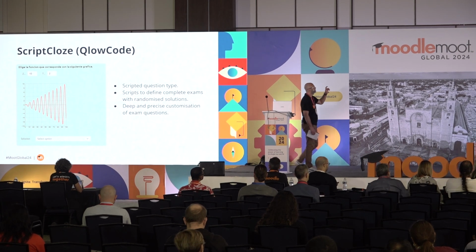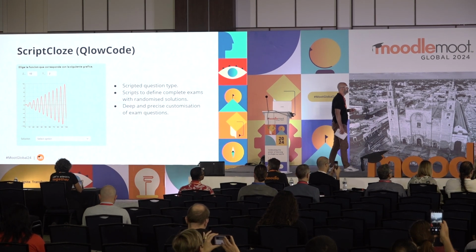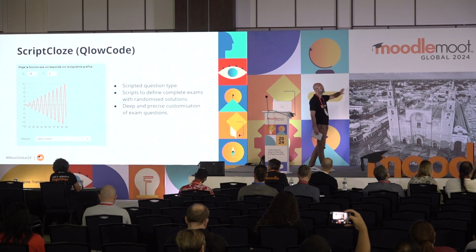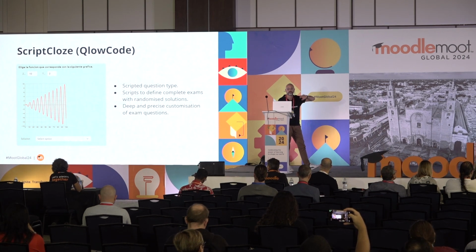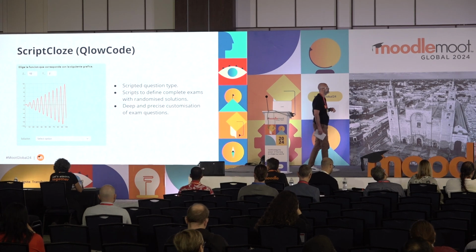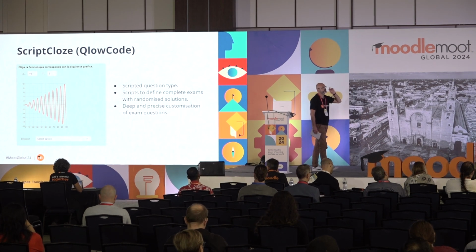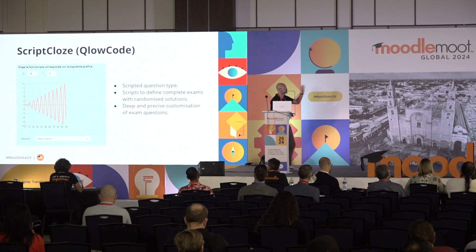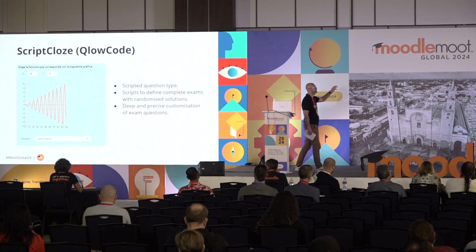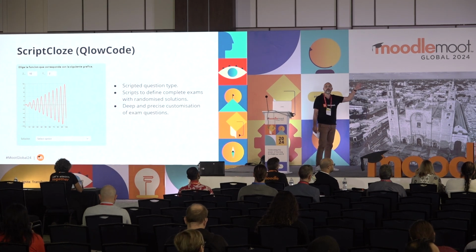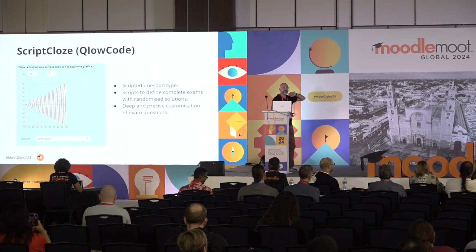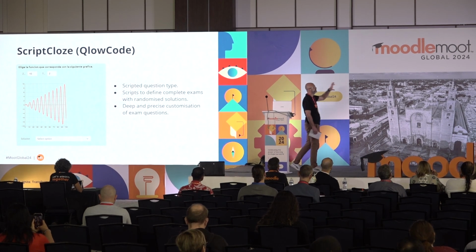Script close, this is basically a question type that you can add to the list of the question types you have in the quiz. And it allows you to create a script to create a more complicated, calculated question. So you can really tailor your question and the feedback you give to the student.